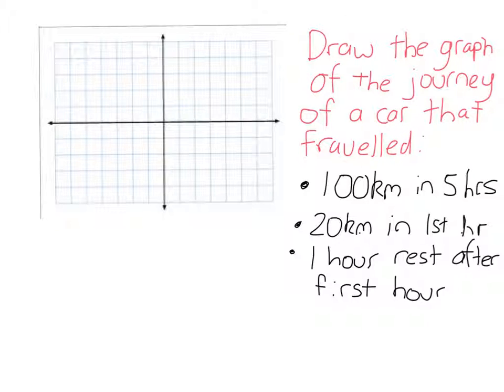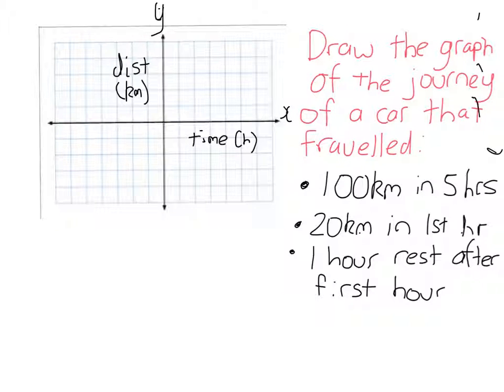So first thing we do is we draw up axes like I have here for you, and we make sure we label them. Remember, the y-axis is the vertical axis and the x-axis is the horizontal. This is the time, and I'm going to put h for hours because that's the information we got was in hours. And this will be distance. So the y-axis will be dist for distance, and because it's talking about kilometres, I'm just going to put in brackets km.